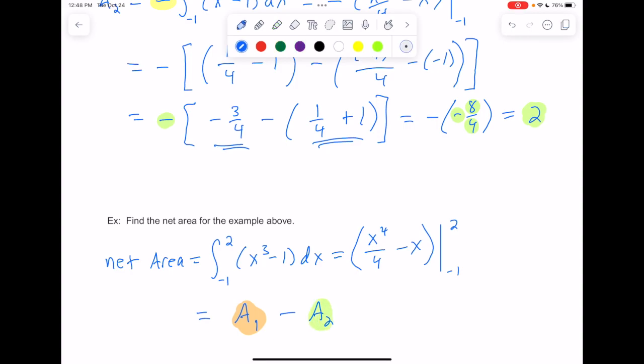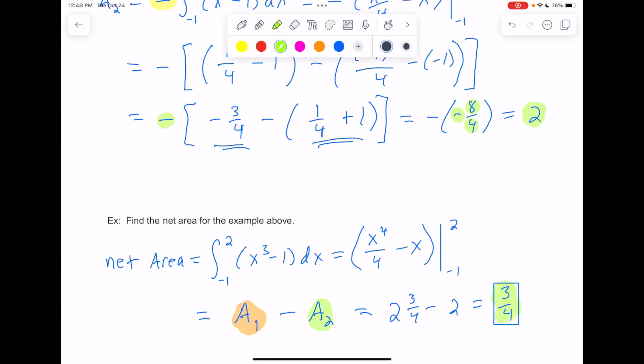And so we end up with the A1, which was 2 3/4, minus the A2, which is 2. The 2 part cancels. We just end up with 3/4, and there's our answer for net area. And we throw a little shading on there, and then that's a wrap.